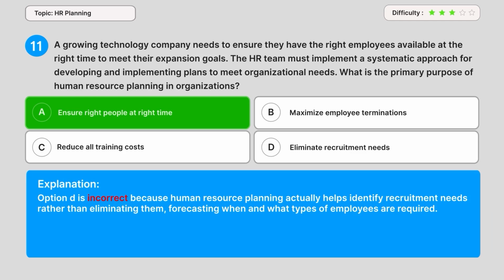Option D is incorrect because human resource planning actually helps identify recruitment needs rather than eliminating them, forecasting when and what types of employees are required.